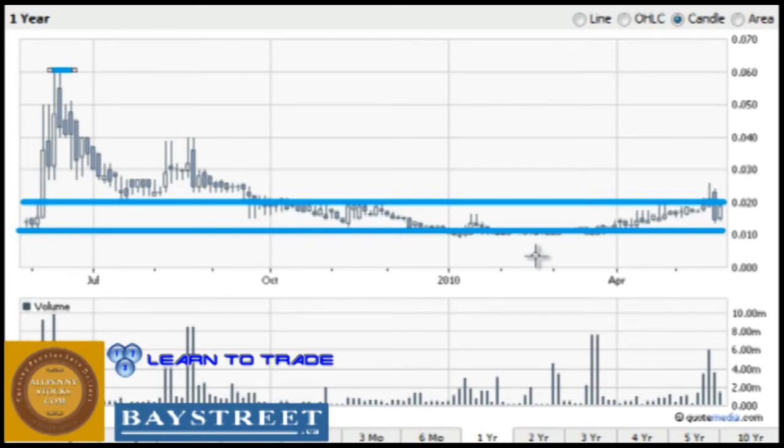So again, a lot of these penny stocks, if you're looking to be a bottom feeder, we are relatively close to the all-time low and the very strong area of support. So you can put your stop loss relatively close on any position that you may take.